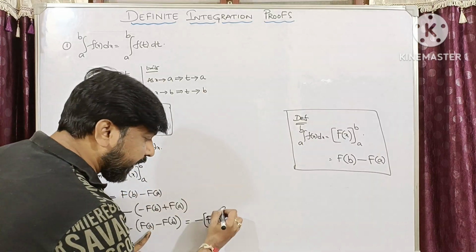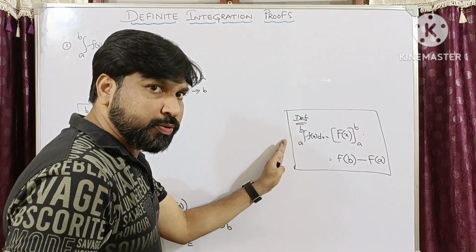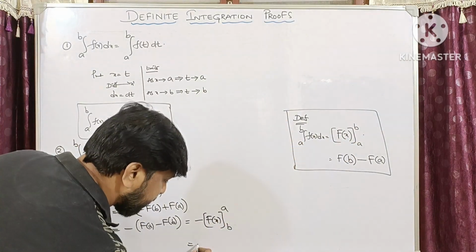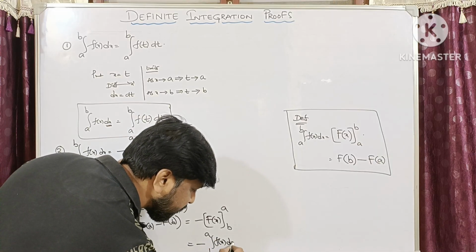What is the upper limit here? A. What is the lower limit here? B. So this can be written as, again applying the same format in the opposite direction. So capital F of x from a to b can be written as integral a to b small f of x dx minus capital F of x from b to a can be written as integral b to a f of x dx. That's all the proof.